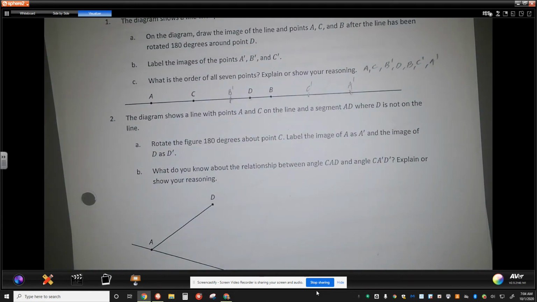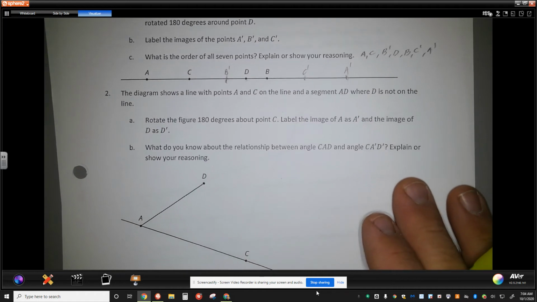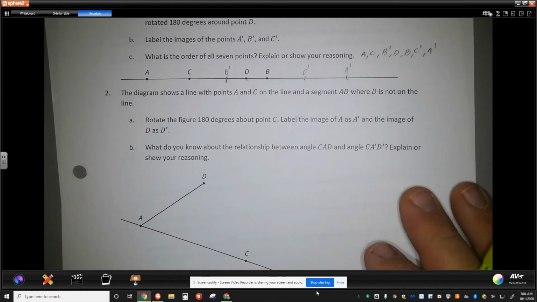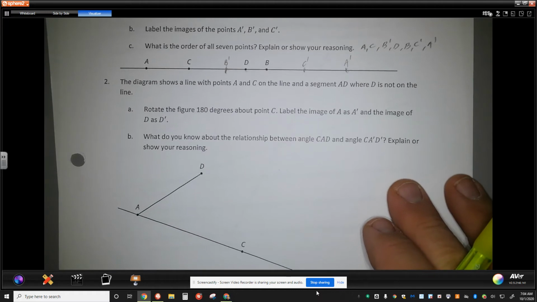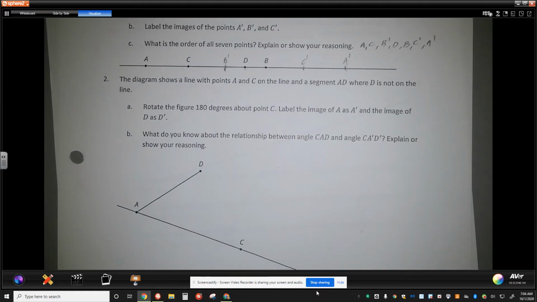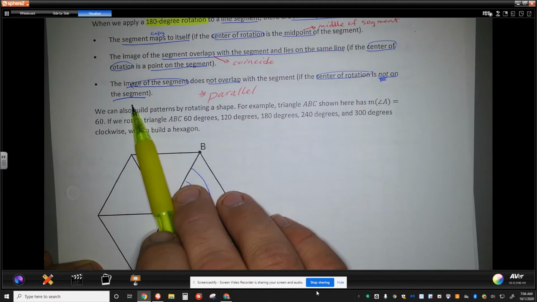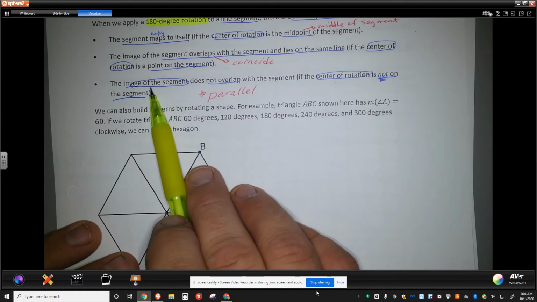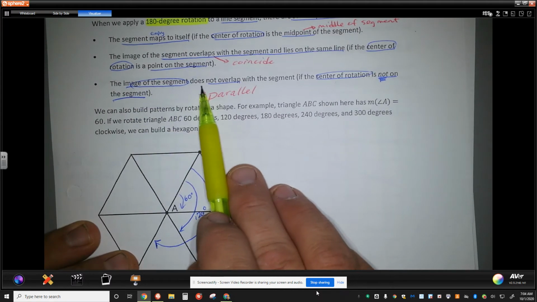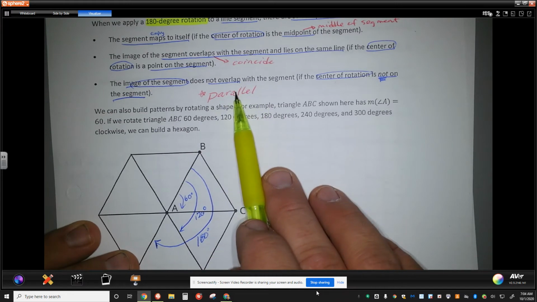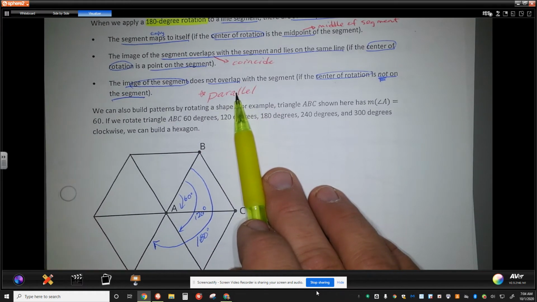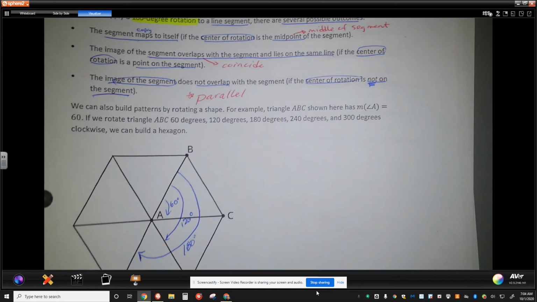Okay, moving on. The diagram shows a line with points A and C on the line and segment AD where D is not on the line. What was our consequence of the center of rotation not being on the line under a 180 degree rotation? Again, remembering back to our notes, when the center of rotation is not on the segment and we have a rotation of 180 degrees, we are going to see that the image of the segment does not overlap with the segment, and we learned that those two segments should be parallel underneath that rotation.